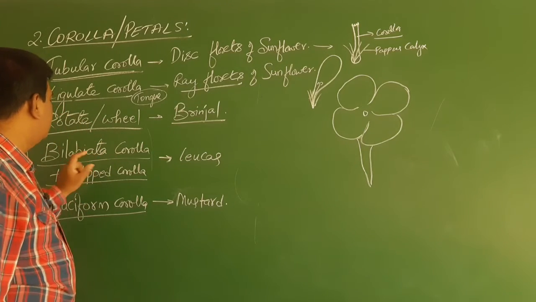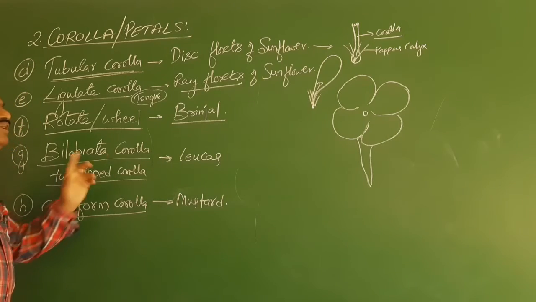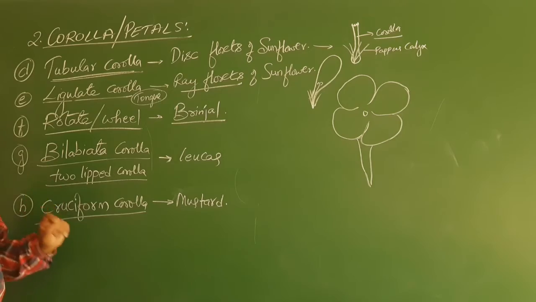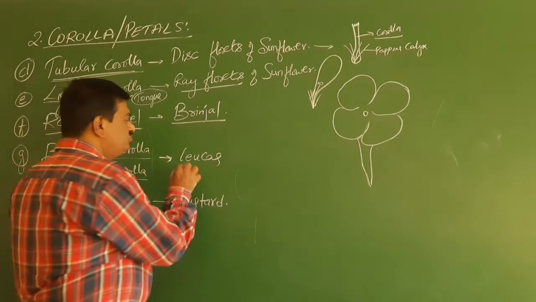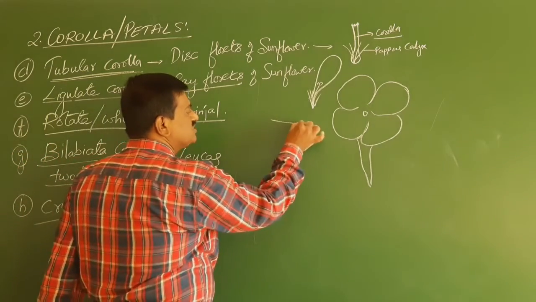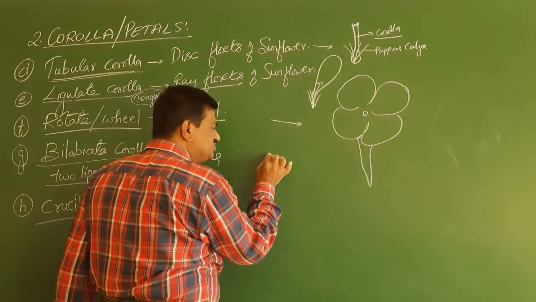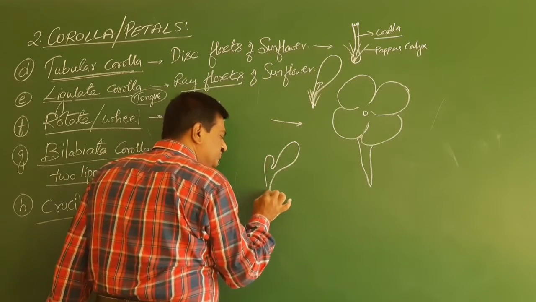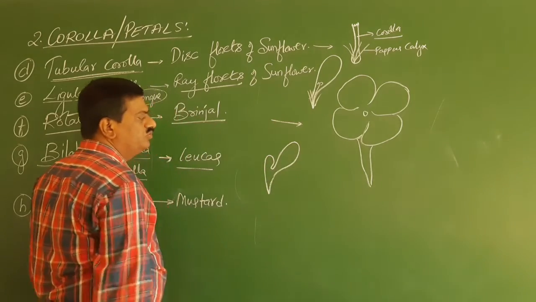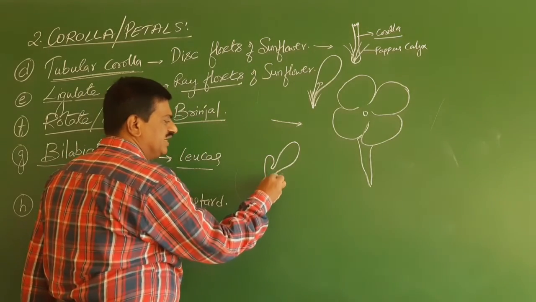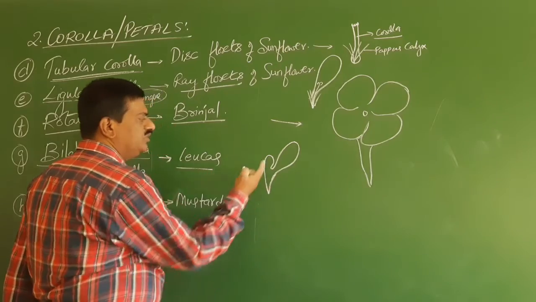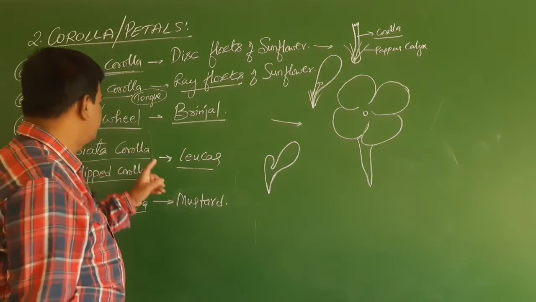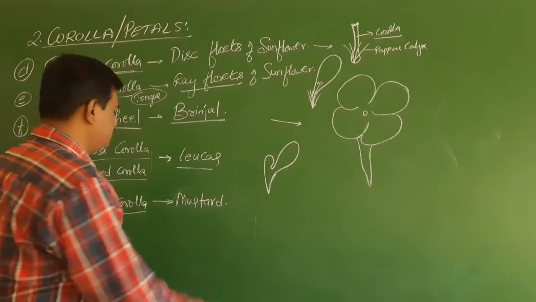Now we go for bilabiate corolla. Bilabiate is also called as two-lipped corolla. This can be noticed in Leucas. In Leucas, we see there is one petal smaller and one petal bigger, like this. In Kannada we use the word Ishwarova for Leucas. There is a presence of two lip-like structures, hence it is called as bilabiate.